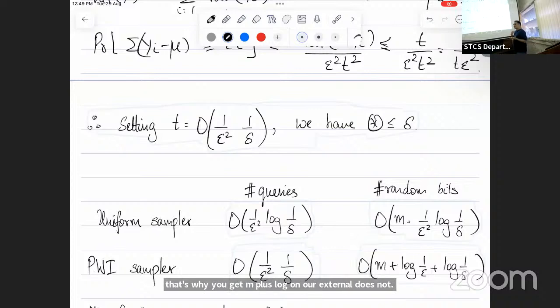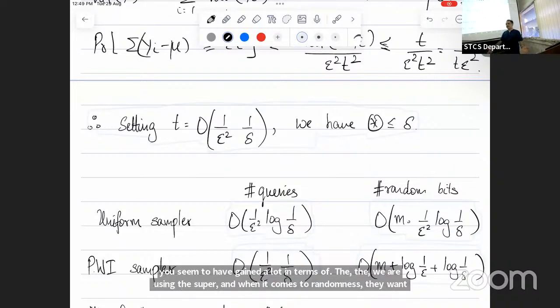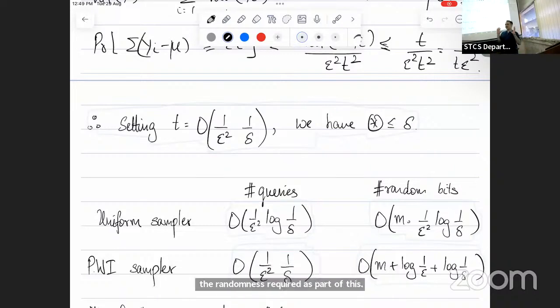So in terms of randomness used, we have somehow decoupled the dependence between m and epsilon. So we seem to have gained a lot in terms of the randomness we are using. We are super efficient when it comes to randomness. The amount of randomness required is far less, but the number of samples is a lot more. If you think of the sampler as an algorithm, you're using less randomness, but you're running for more time, because you're actually making a lot more correlated queries. It's just that the number of random bits you're using to create these correlated queries is far fewer.